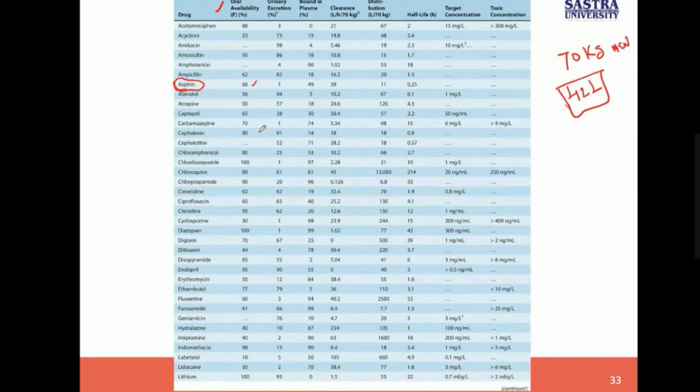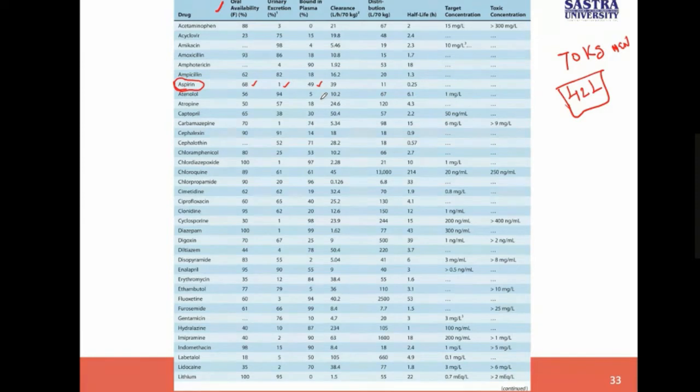So 68 mg will enter, right? That is what we can understand from this figure, 68. The urinary excretion is 1 percentage. We did not discuss the excretion, so just for a moment, leave it. Bound to plasma is 49 percentage. What does it mean?